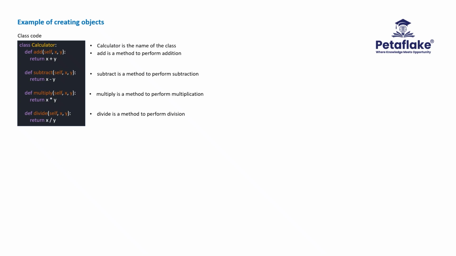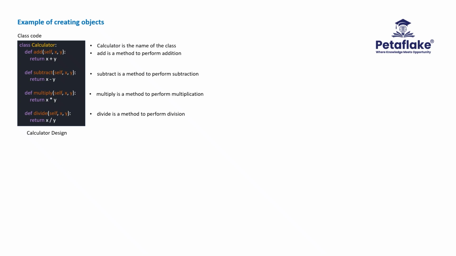Now, we have the design of a calculator available as a class. To use this calculator, the class code must be stored in the memory. For the allocation of storage in the memory, we must create an object for the calculator class. To create an object, we must provide a name for the object and the name of the class based on which we want to create the object.